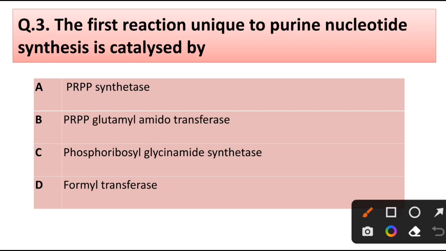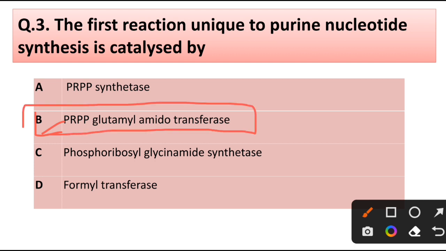Question number 3. The first reaction unique to purine nucleotide synthesis is catalyzed by PRPP synthetase, PRPP glutamyl amido transferase, phosphoribosyl glycinamide synthetase, or formyl transferase. Correct answer is option B, PRPP glutamyl amido transferase.